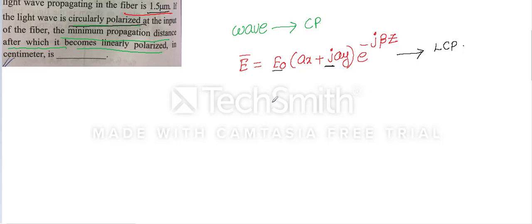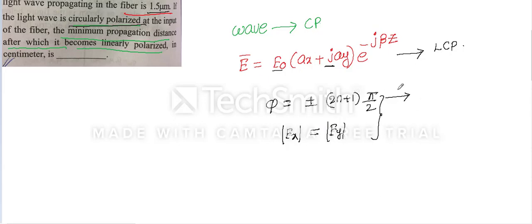What is the condition for a circularly polarized wave? The phi we used to say, the phase difference between the x component and the y component, is plus or minus (2n plus 1) into pi by 2. And of course the amplitudes must also be equal, the magnitudes of Ex and Ey must be the same. If this condition is satisfied, then we can call that a circularly polarized wave.